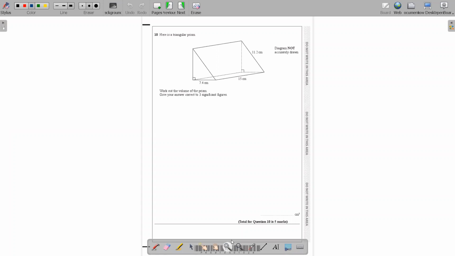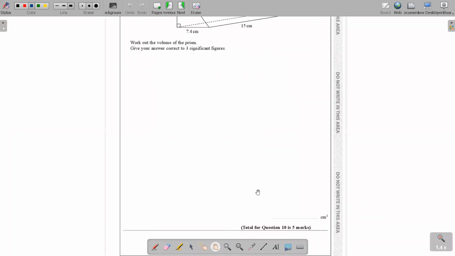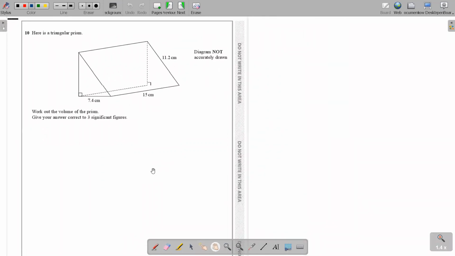Okay, so moving on to question number 10, it's 5 marks. Here is a triangular prism. Work out the volume of the prism, giving your answer to 3 significant figures.